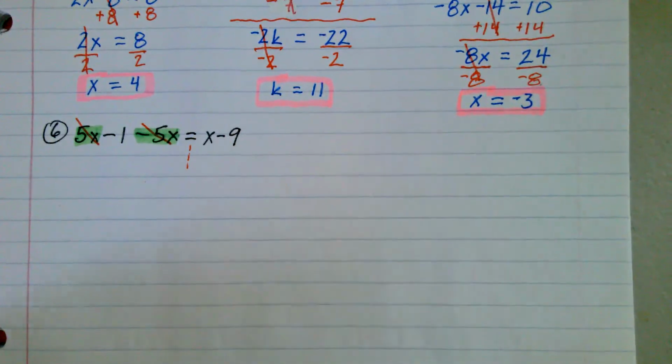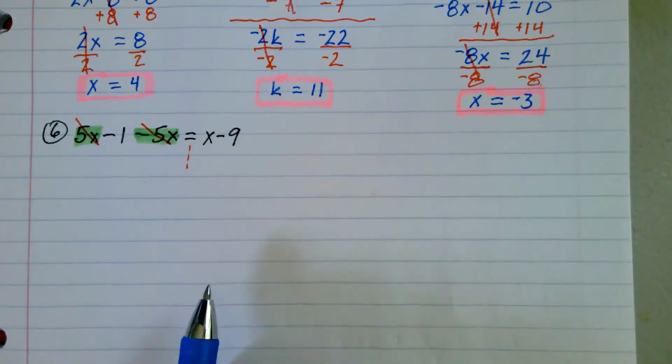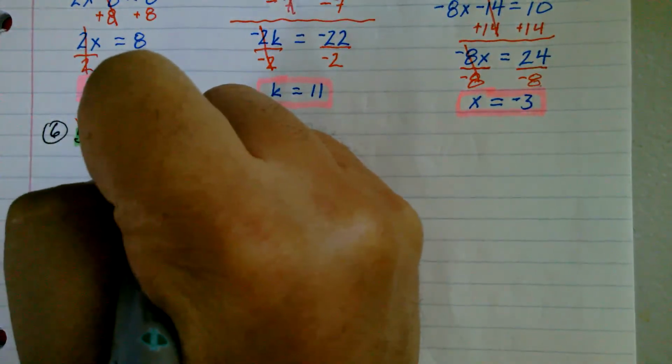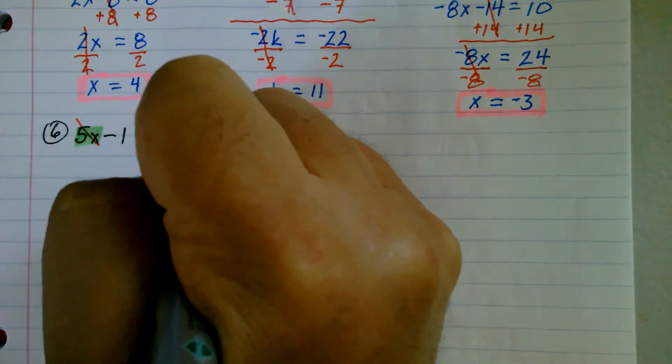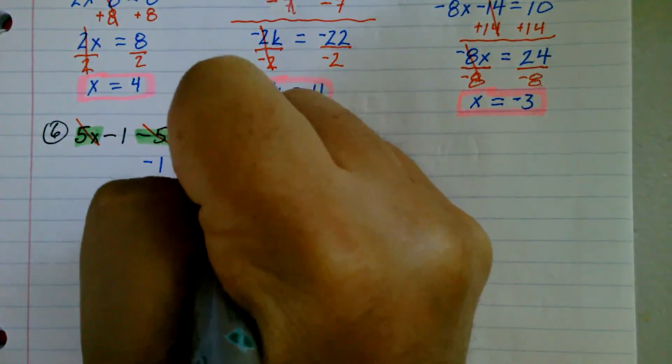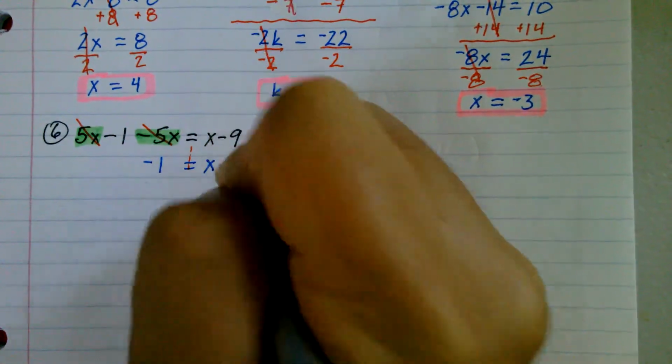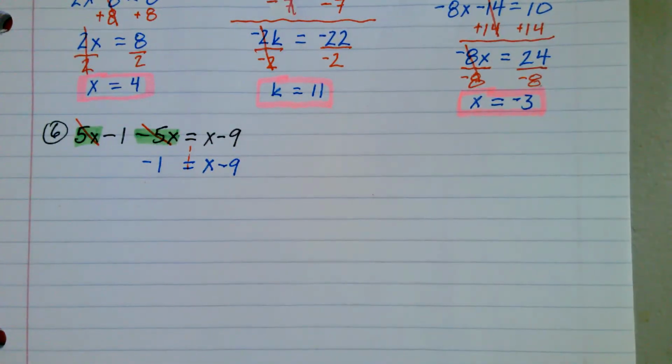So what do I have left on the left side of the equation, guys? What's left on the left side? Just -1 equals x minus 9. Okay, it's not so bad. I can deal with that. Okay, so now what do I do though? Seems a little confusing. I got -1 equals x minus 9.